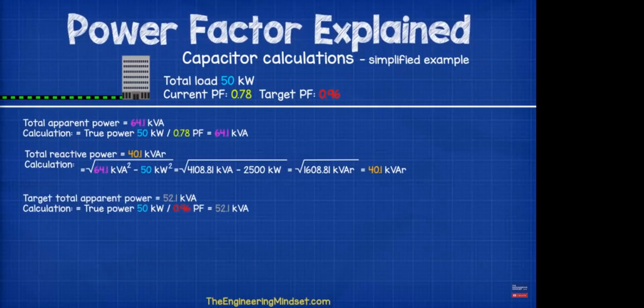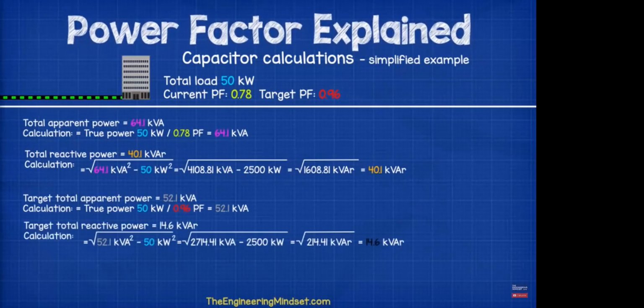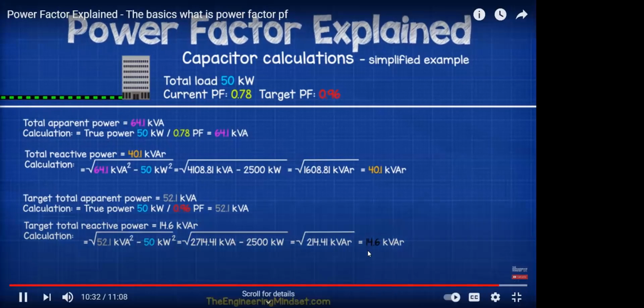Then we calculate what the value should be if we had a power factor of 0.96. So our apparent power should be 52.1 kVA. We find that from 50 kilowatts divided by 0.96 power factor. Then we find our reactive power, which is the square root of the kVA squared minus the kilowatt squared. So the square root of 52.1 kVA squared minus 50 kilowatt squared, which gives us 14.6 kVAR.